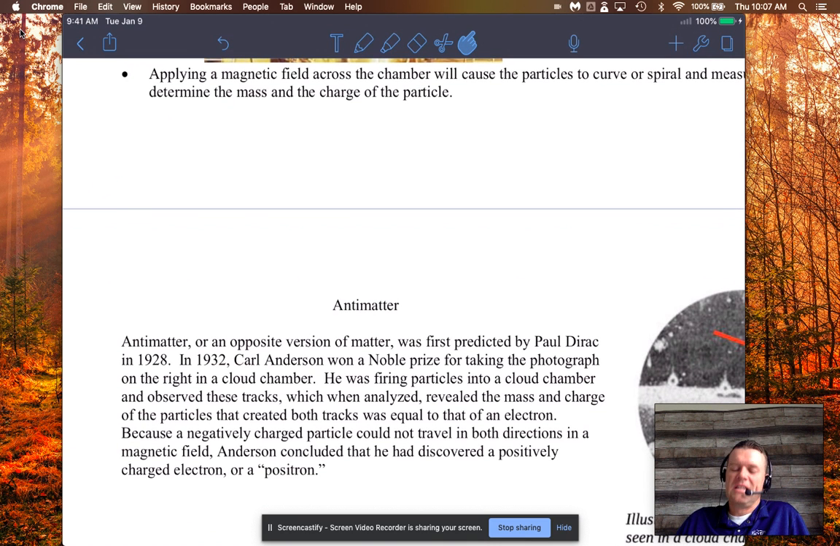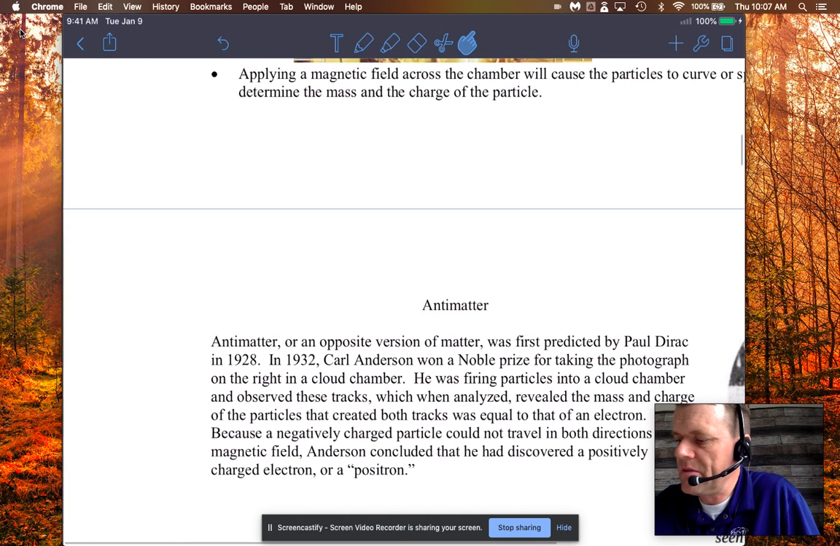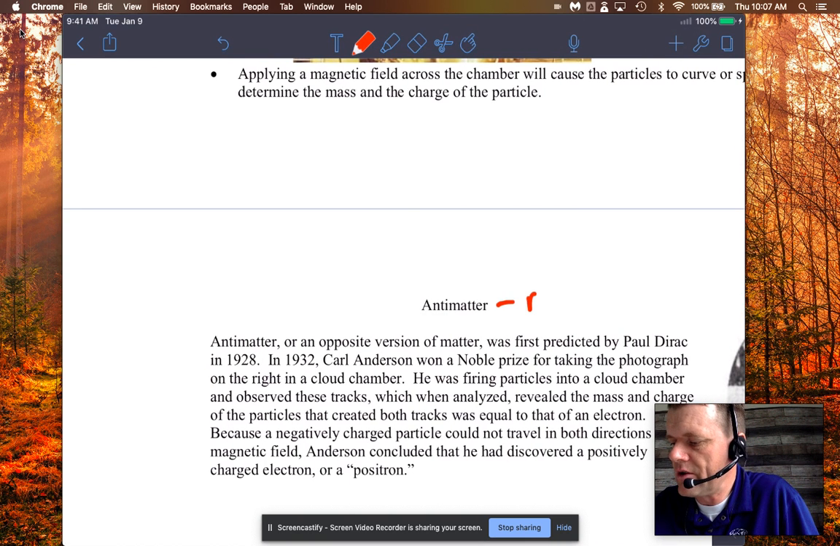Now, this led really quickly, and actually it was already anticipated before cloud chambers were made. But a physicist named Paul Dirac predicted the reality of something called antimatter. Now, antimatter is basically just matter, if you want. It's matter with opposite charge.